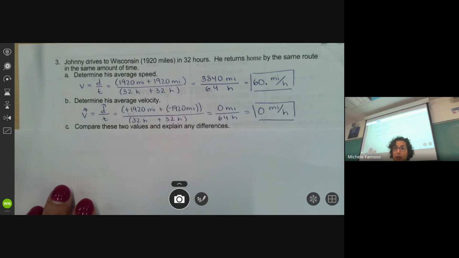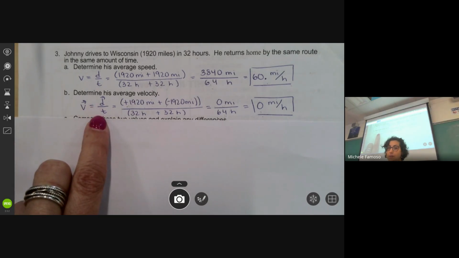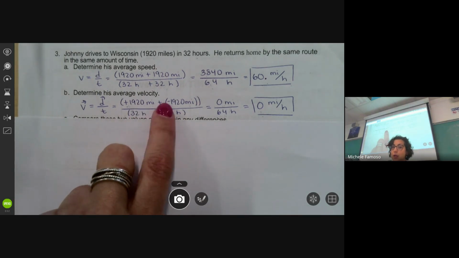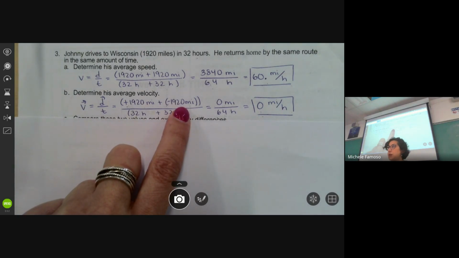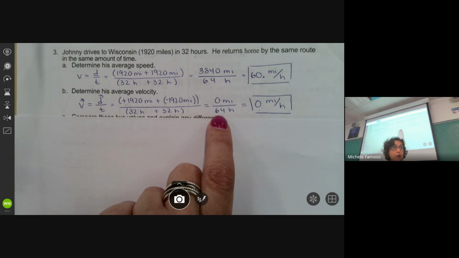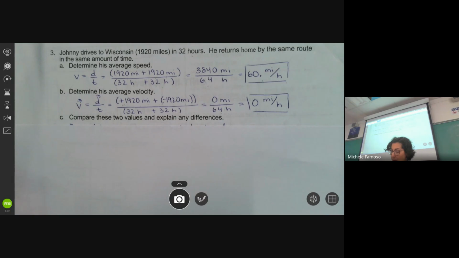Letter B, find the average velocity. Average velocity is the displacement over the time. So the displacement is 1,920 miles out plus negative 1,920 miles. Why is that negative? Because he went backwards. He returned to his starting point. So the total displacement is 0 miles, because his start and end positions are the same. Same 64 hours of total travel gives you 0 miles per hour for the average velocity. So compare these. The velocity is 0 because he wasn't displaced. That's really what that means.